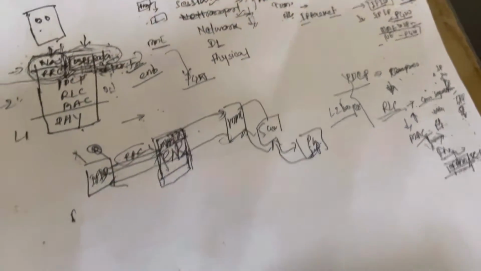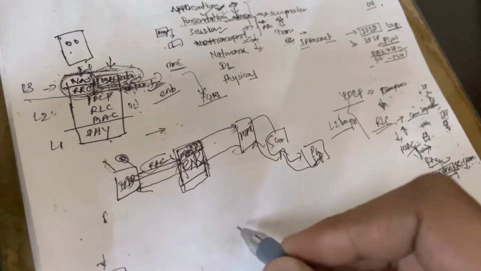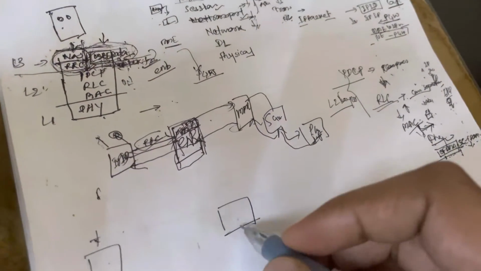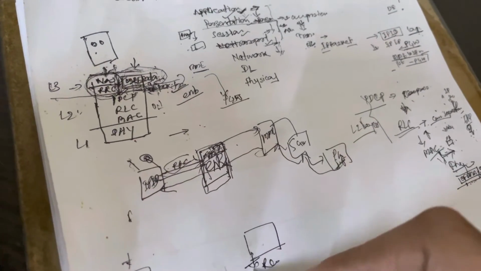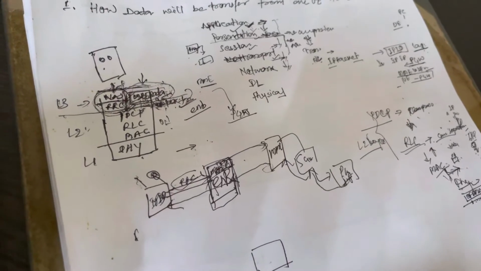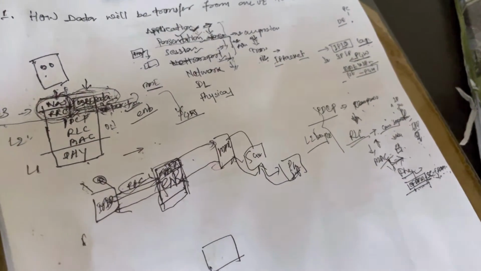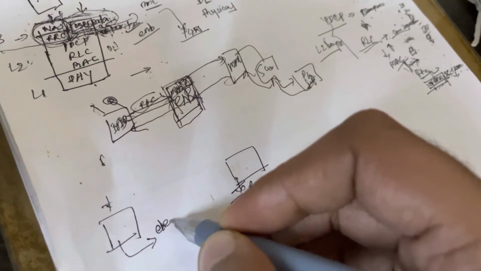So on the receiver side, suppose this UE is transferring the data, and on the next side, the receiver side, again a UE. So the UE physical layer will receive this data in the digital format. So how will it receive it? Through the radio format. What is the meaning of radio? This is the electromagnetic wave.